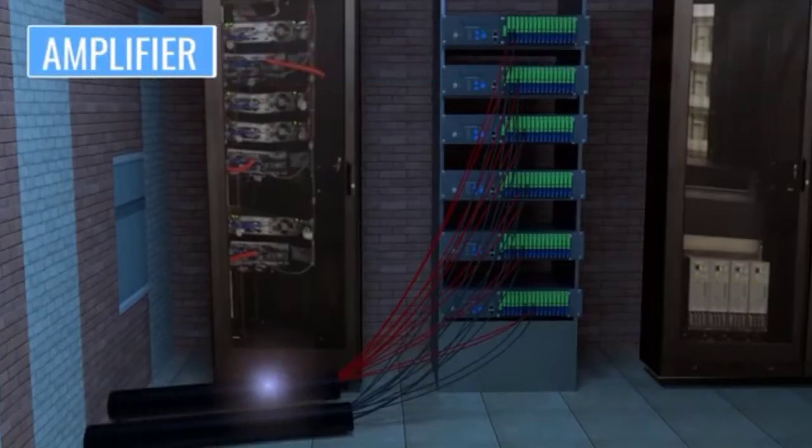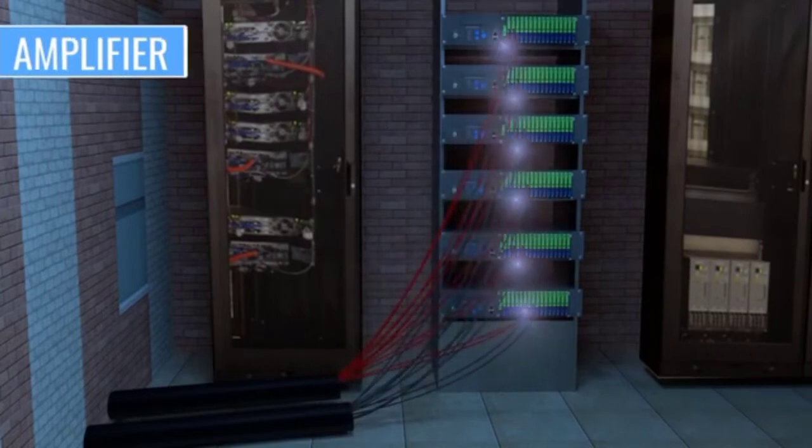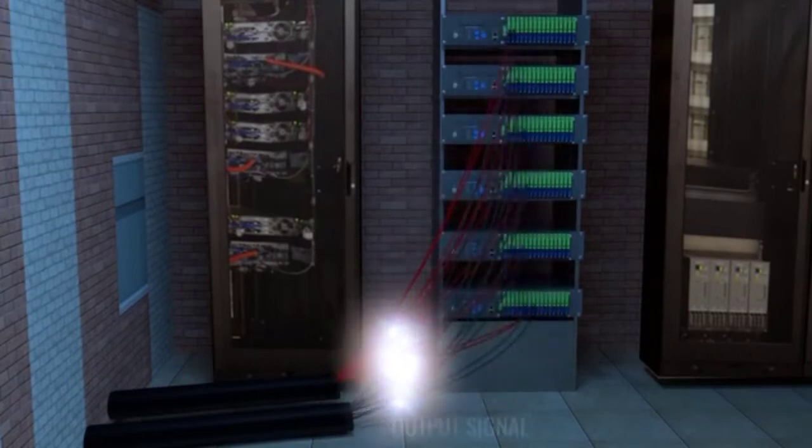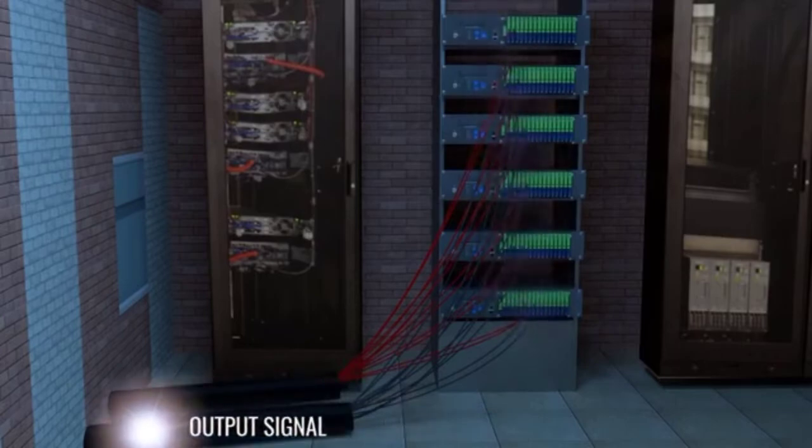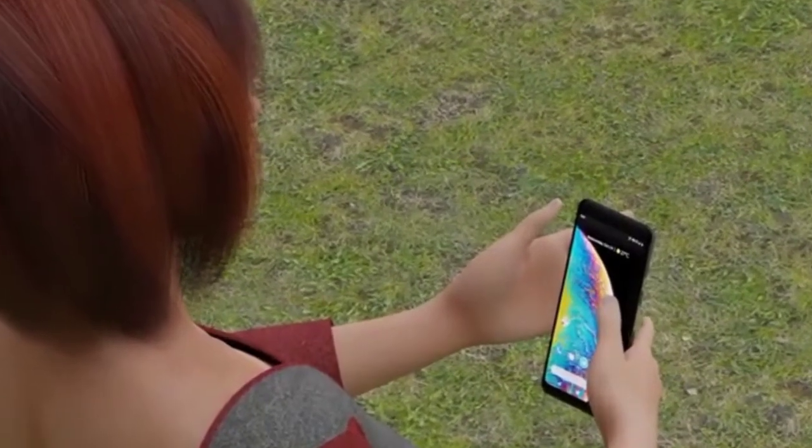This is why you see amplifiers in cables after a certain distance. They boost the signal strength and allow signals to be transmitted over a long distance. The power required for the amplifier is drawn from nearby sources. Now, back to the main topic.